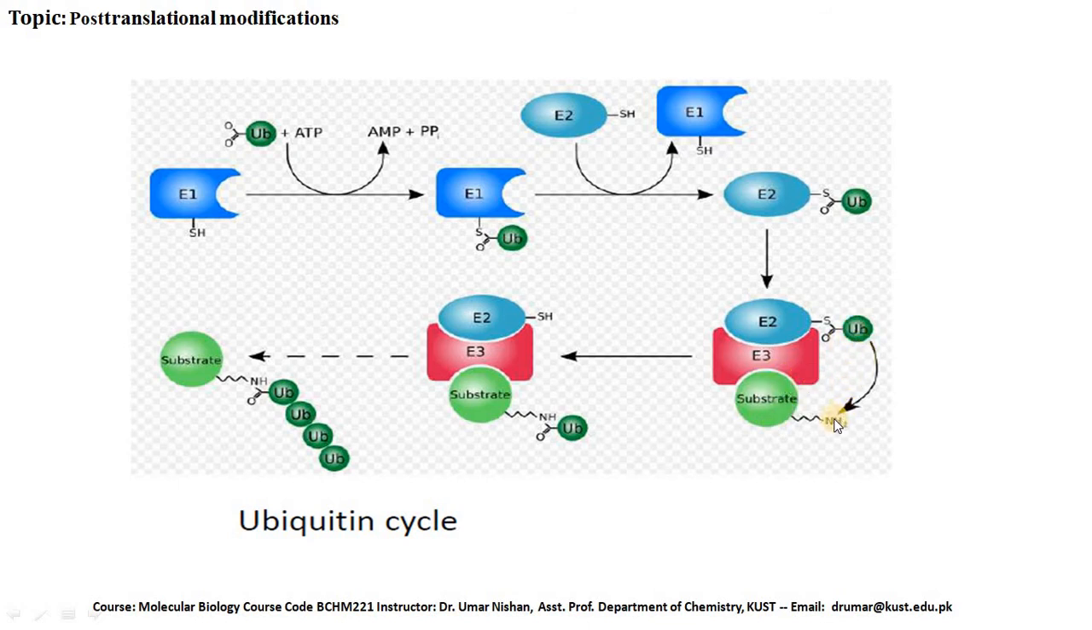The ubiquitin takes here, and in the next step, you see this linkage is formed, and this is the substrate, and this is the ubiquitin attachment. Overall, this diagram is showing the ubiquitin cycle.